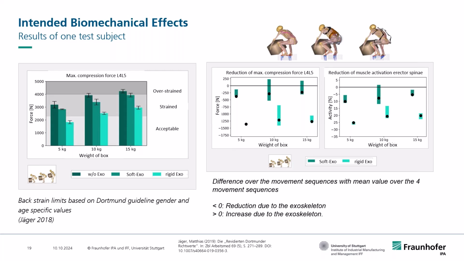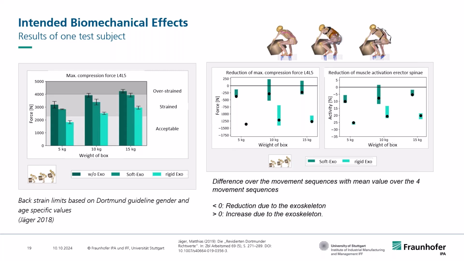So we see the reduction for the two exoskeletons for the maximal compression force and for the muscle activation in the erector spinae compared to the no exoskeleton condition. And you can directly see that in some cases you always have a decrease, but you should be really aware of in what kind of condition you apply what kind of exoskeleton.